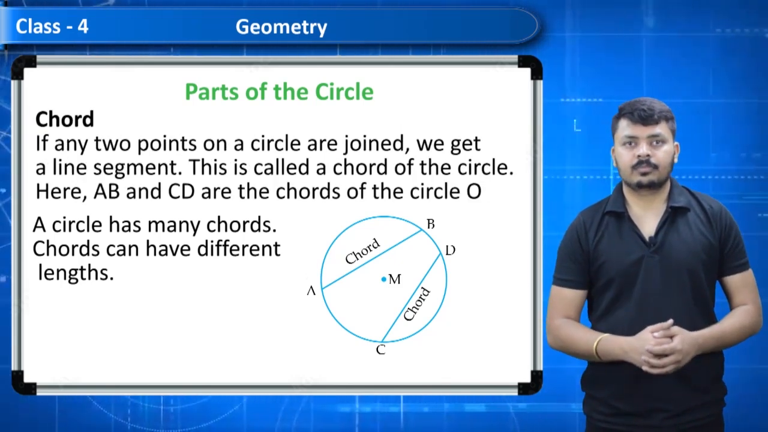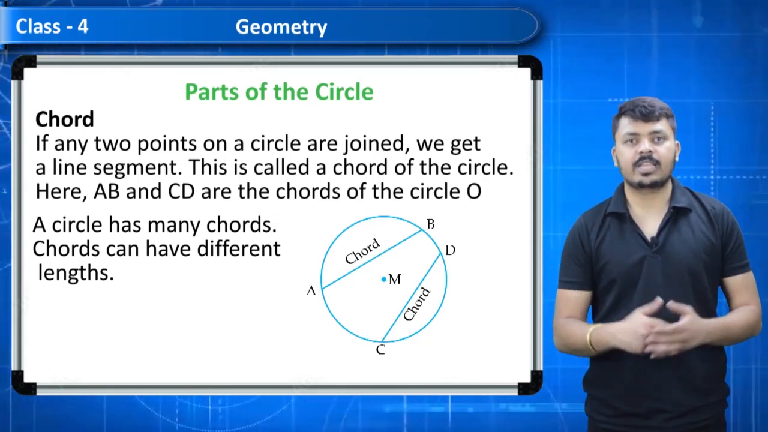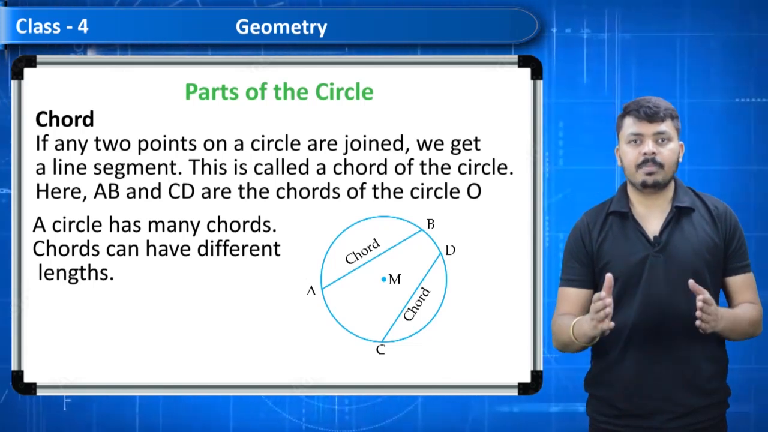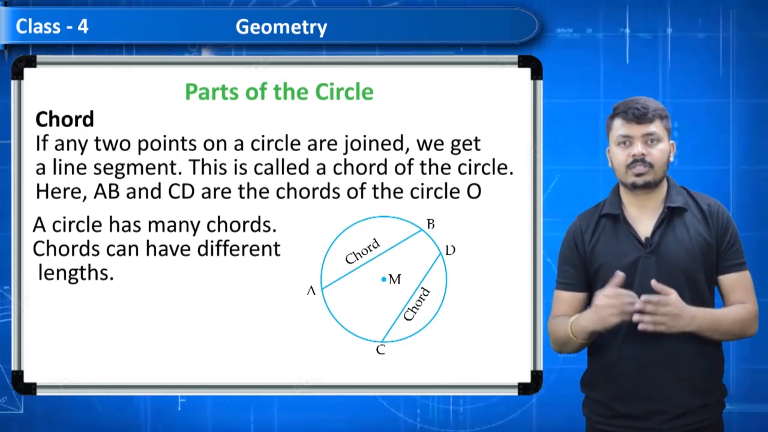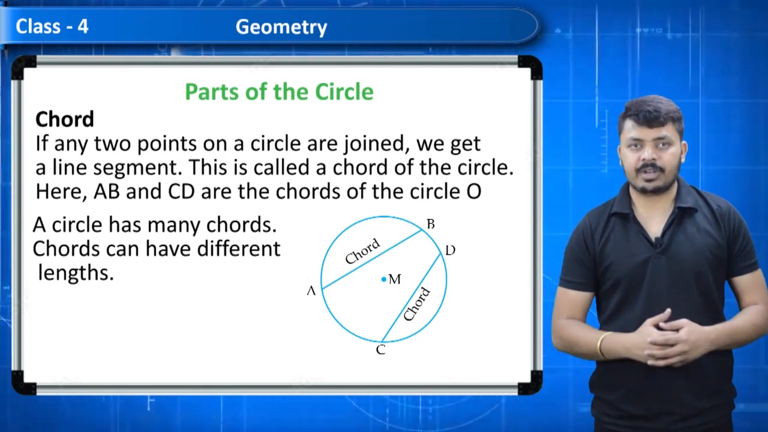Chord. If any two points on a circle are joined, we get a line segment. This is called a chord of the circle. Here, AB and CD are the chords of the circle O. A circle has many chords. Chords can have different lengths.